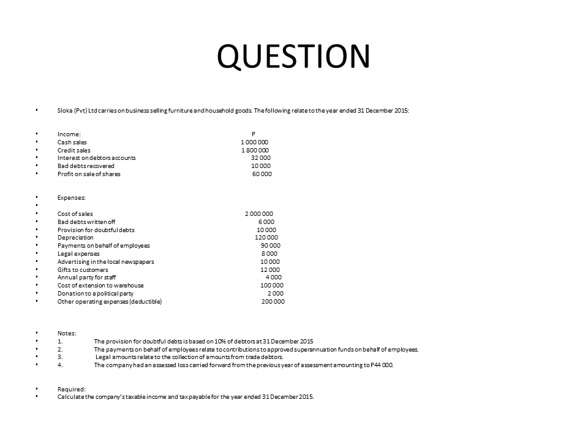Cost of extension to warehouse, 100,000 is not allowed to be deducted because an extension to a warehouse is of a capital nature, and any expense of a capital nature is not allowed to be deducted. Donations to a political party, those ones are not allowed to be deducted. And then finally, other operating expenses which are deductible, you are allowed to deduct the 200,000. Okay.